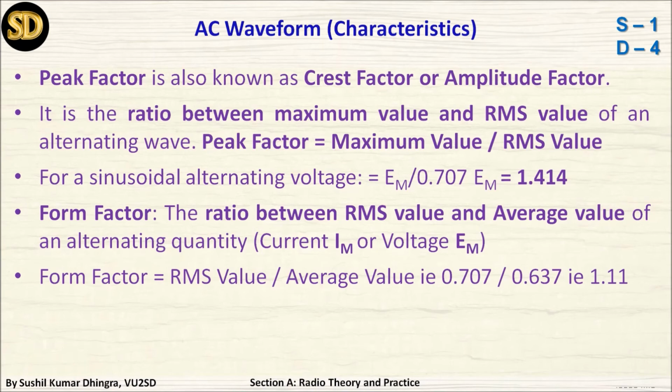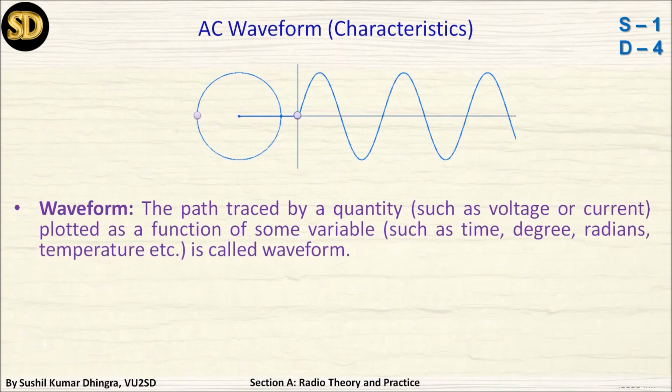Form factor is also a ratio between RMS value and average value. In other words, you can say true value to apparent value. So this value is again 0.707 by 0.637, because 0.637 is the average value for a sine wave and 0.707 is the RMS value of a sine wave. And when you consider this ratio for a pure sine wave, it will be equal to 1.11. And remember, it is different for different wave shapes. Wave shape may be a sine wave, rectangular wave, sawtooth wave, and others. So this form factor is different for all waves.